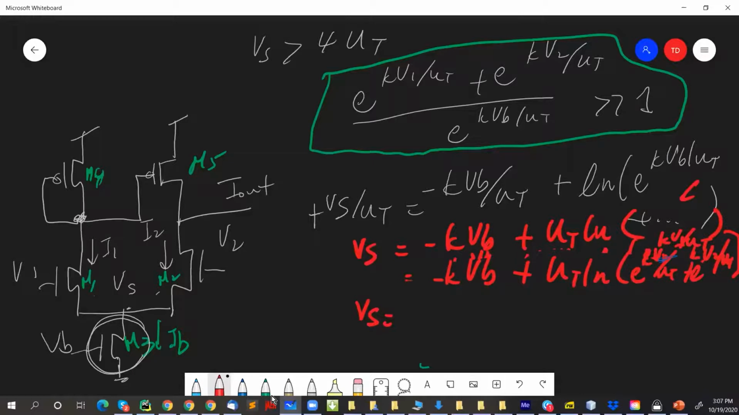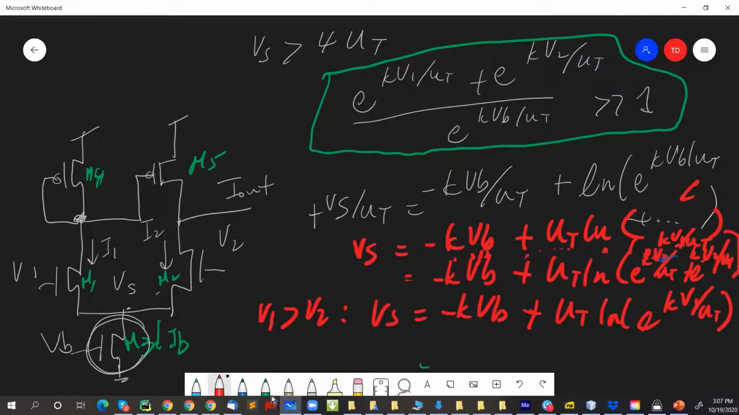Plus e to the kappa V2. And now I can say V1 is greater than V2 by 4 UT. Then the corresponding equation would be Vs equals minus VB plus UT log of e to the kappa V1 over UT. Basically, I'm assuming that the e to the kappa V2 over UT term is much smaller than e to the kappa V1 over UT. So then you're left with this equation. If I rewrite it, it would be UT times kappa V1 over UT, so taking the log of the exponential, I can cancel this, and that gives me minus capital VB plus capital V1. Do you guys see that?